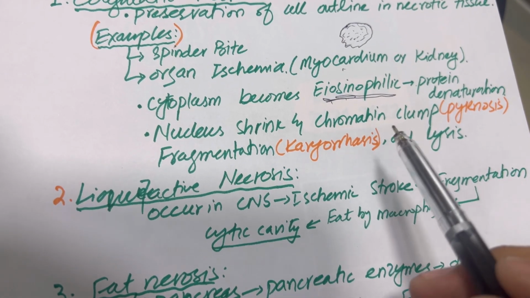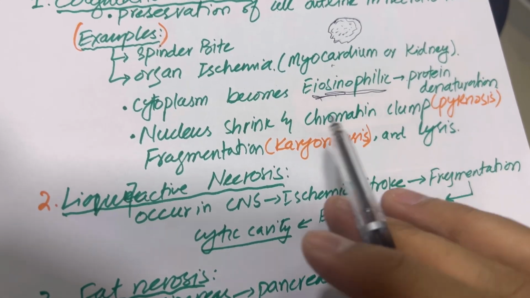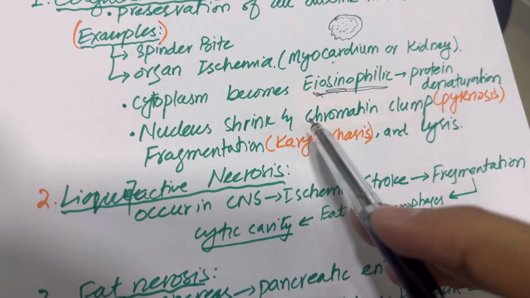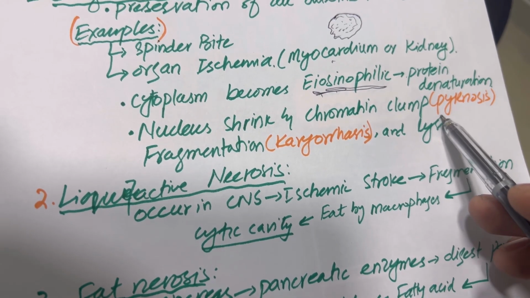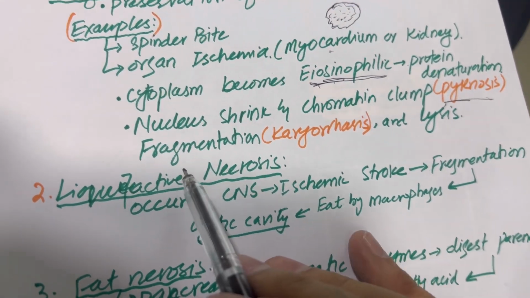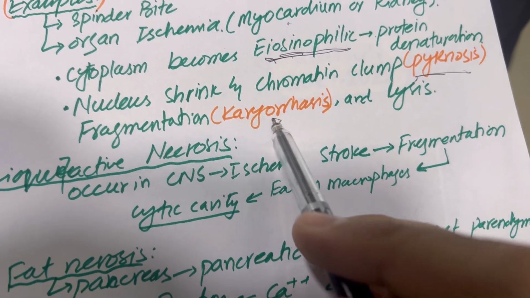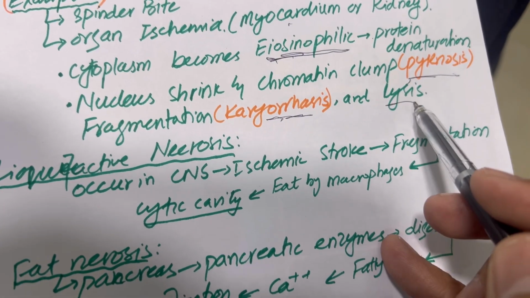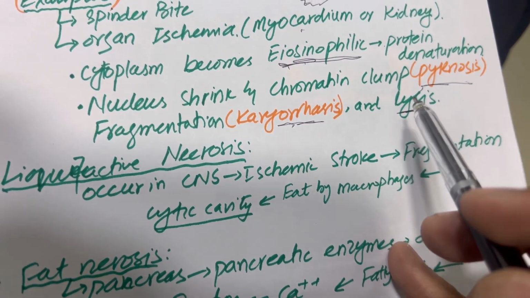It has three distinct stages. The nucleus shrinks first and the chromatin clumps. This stage is called pyknosis, then it is followed by fragmentation, which is called karyorrhexis, and then lysis. So these three stages are very important to remember.